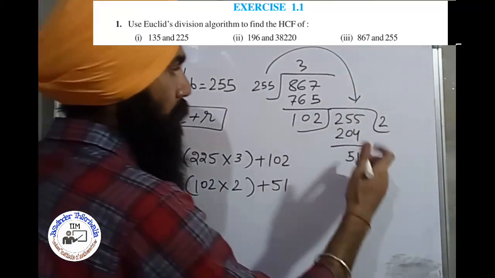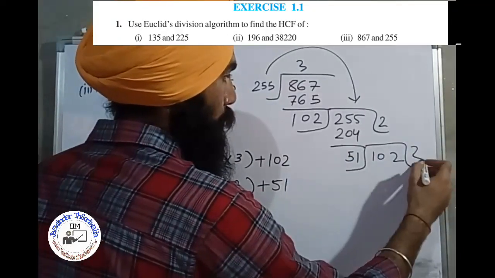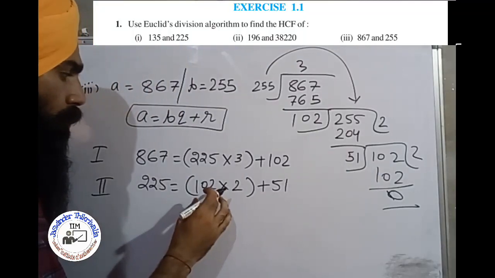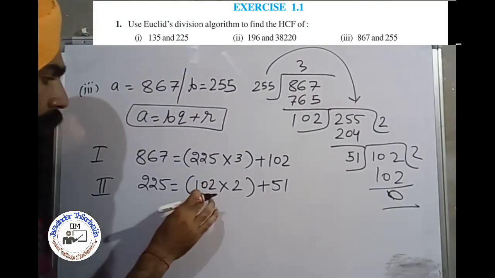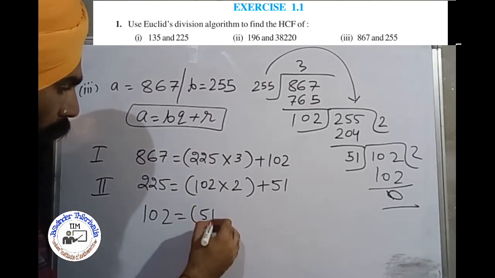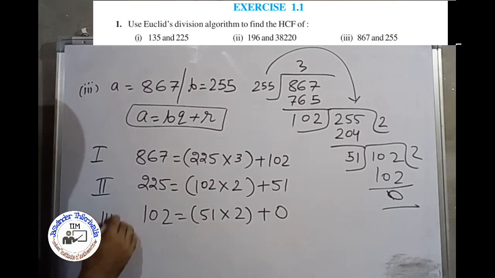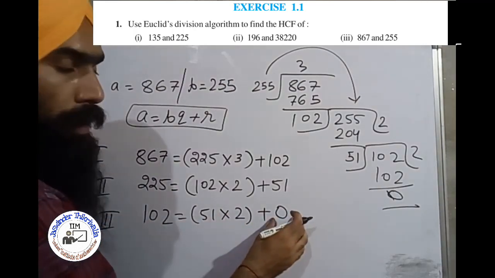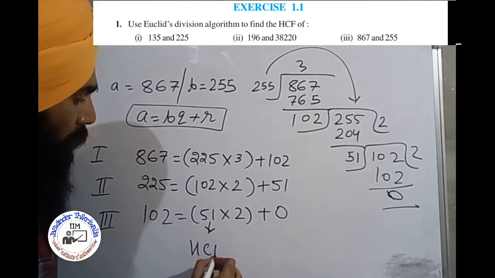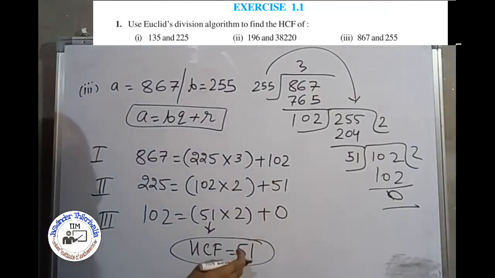Now again we will divide 102 by 51. 51 times 2 is 102. So what is our remainder? The remainder is 0. So now, if the remainder is 0, then our divisor will be the HCF. So what is the HCF of these two numbers? The HCF of these two numbers is 51.